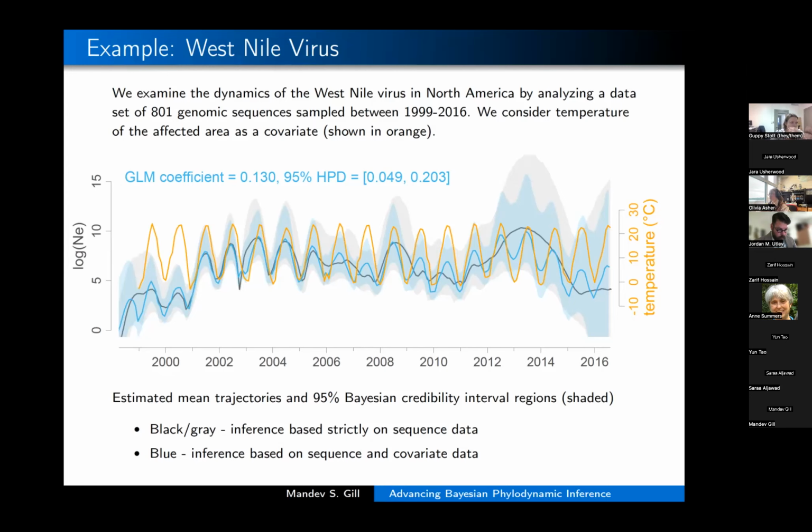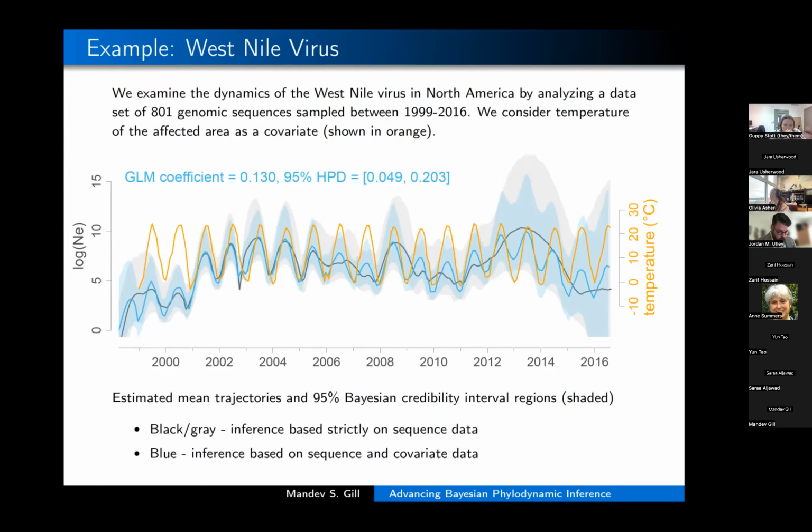The solid black curve is the effective population size estimated only from the sequence data without any covariate, and its 95% Bayesian credibility interval region is represented by shaded gray. The solid blue curve is the effective population size inferred from both the sequence data and the covariate data, and its corresponding Bayesian credibility interval region is in shaded blue.